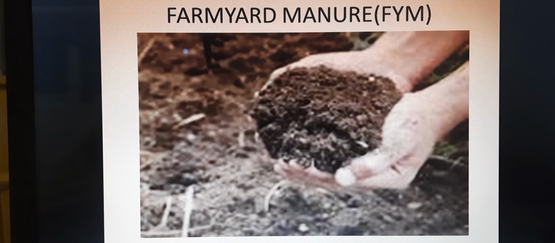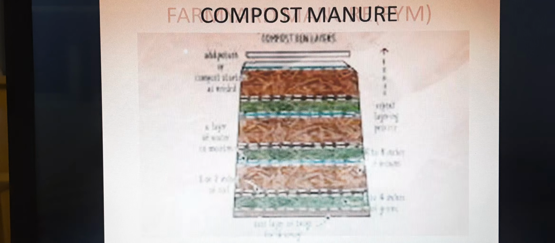So about the manures, farmyard manure. This is the manure which we produce in our farms, from dead and decomposed organic matter like leaves, branches and cow dung, which together form the farmyard manure.